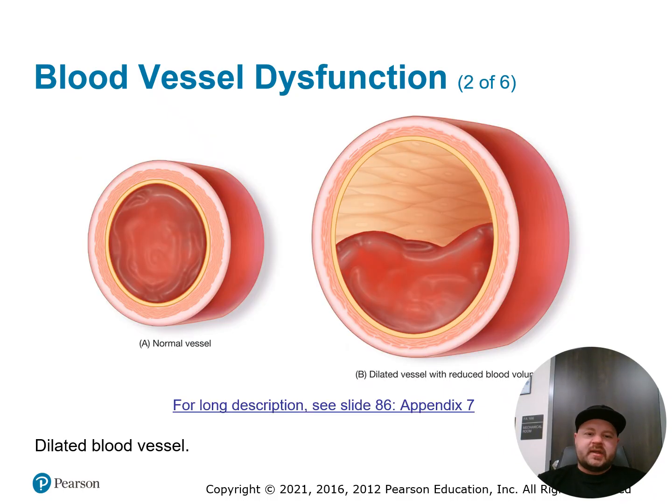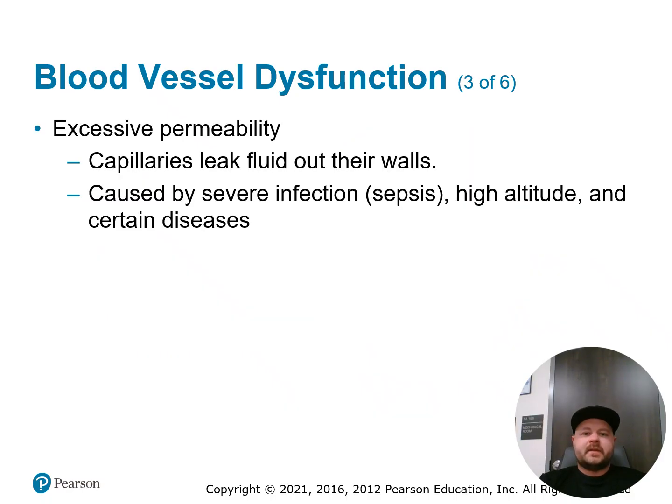Here's a picture demonstrating that. So we have a normal vessel right here, and then we have a dilated vessel. When those vessels dilate, we have excessive permeability. Remember in the last chapter we talked about at the capillary beds, those capillaries are only one cell wall thick, so they're very thin to allow things to move in and out of the capillaries.